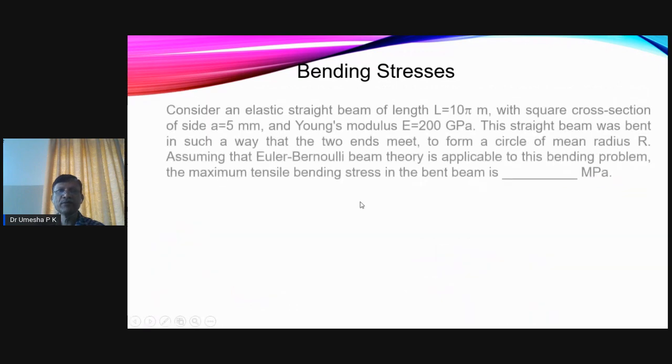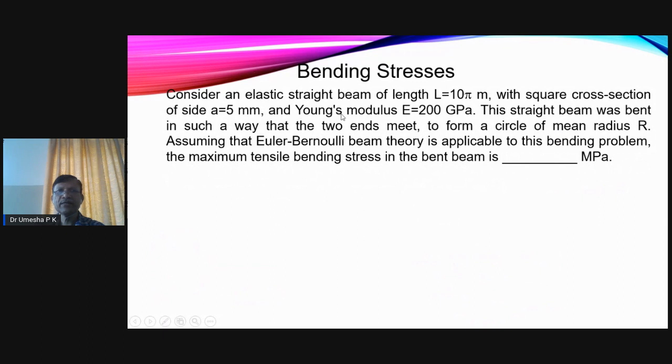So we'll take the next problem. Consider an elastic beam of length L is equal to 10 pi meter with a square cross section of side a is equal to 5 millimeter and Young's modulus E is equal to 200 GPa. This straight beam was bent in such a way that the two ends meet to form a circle of mean radius R. Assuming Euler-Bernoulli's beam theory is applicable to this bending problem, the maximum tensile bending stress in the bent beam is dash MPa. So these are the different options.